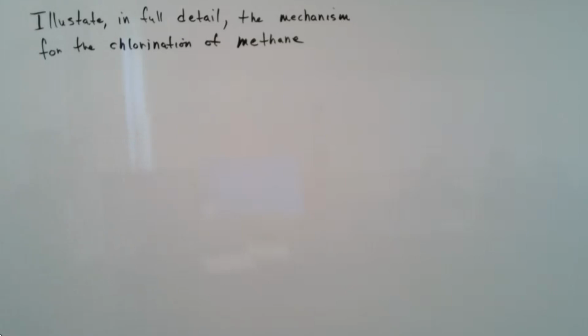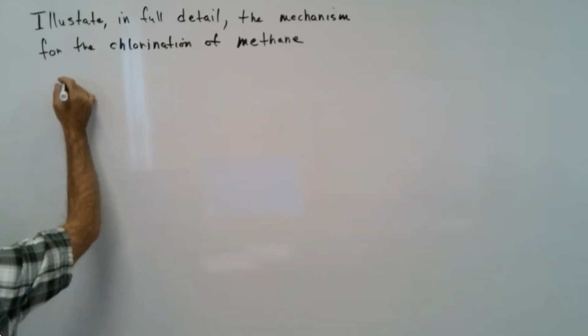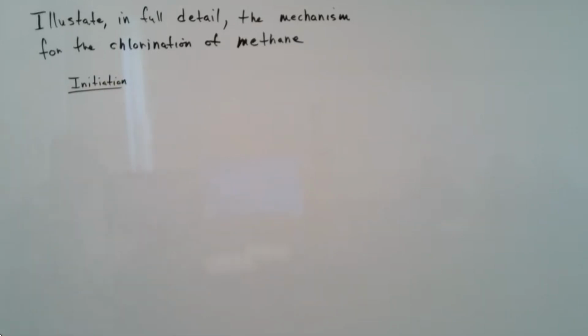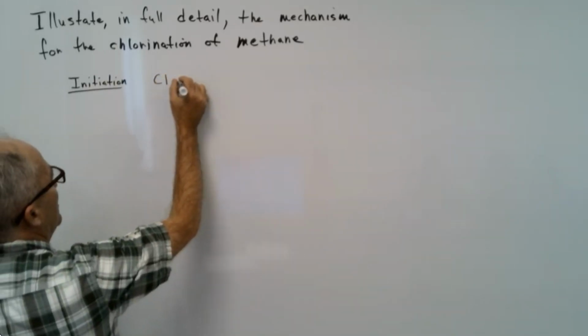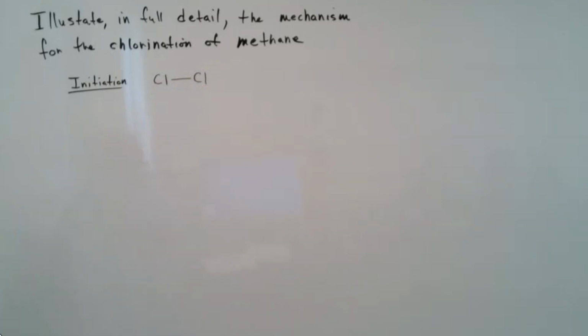Illustrate in full detail the mechanism for the chlorination of methane. So the first thing you want to come up with is initiation. That's where you have a chlorine molecule, Cl2. Full detail means Lewis structures and formal charges wherever we need them.